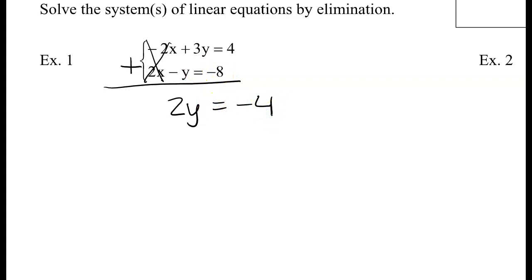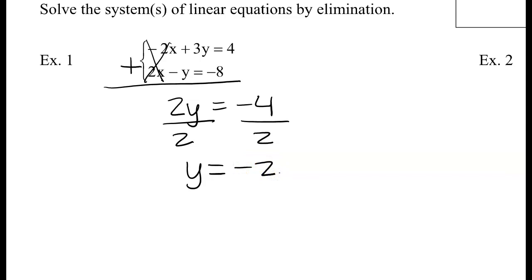The whole purpose of solving a system by elimination is basically to solve for each variable individually and use both of those variables in your final answer. The goal is to get an answer for x and an answer for y. As of right now, since I've eliminated the x's, I'm solving for y. So I'm going to finish by doing the algebra. Let's divide both sides by 2, because anytime you have a number right next to a variable like this, that's multiplication, so undo it using division. My answer is y equals negative 2.